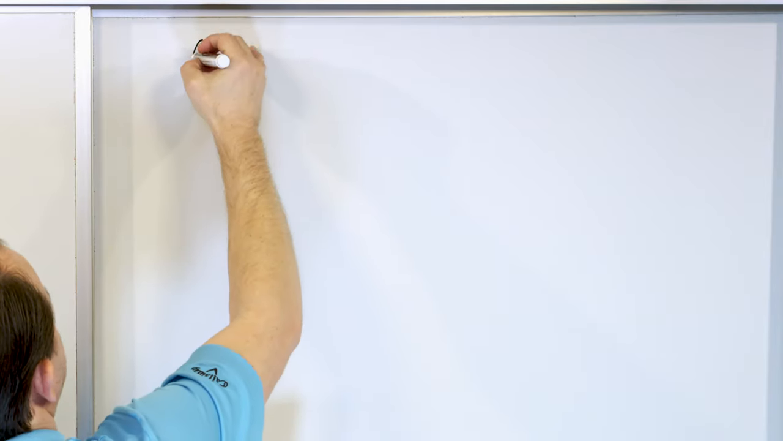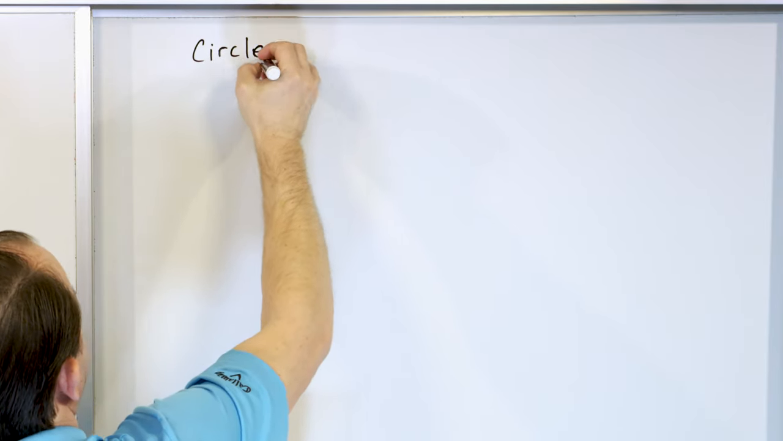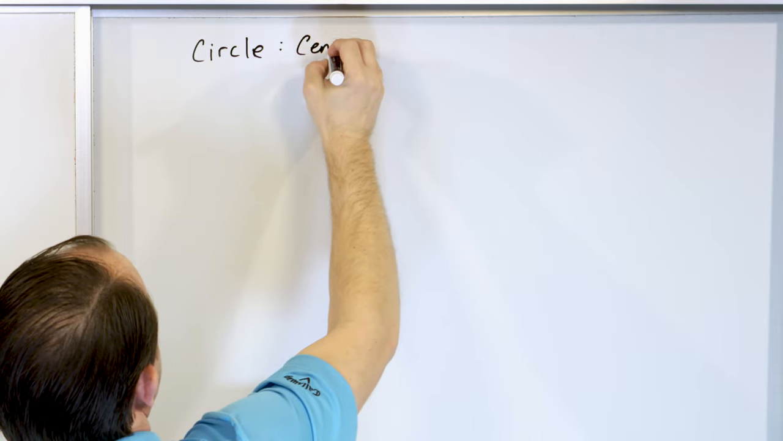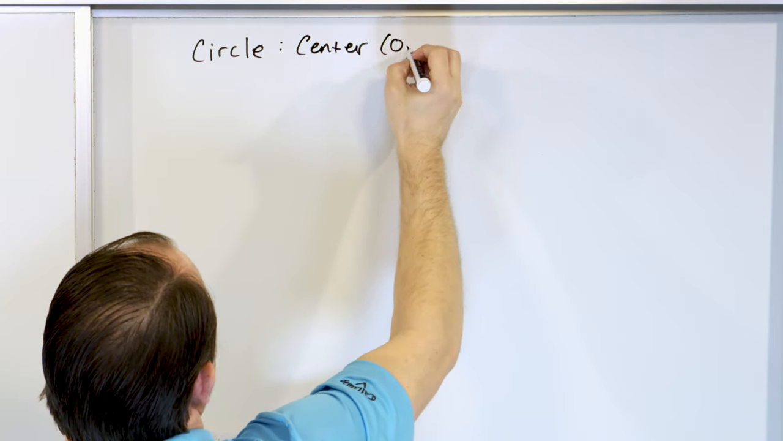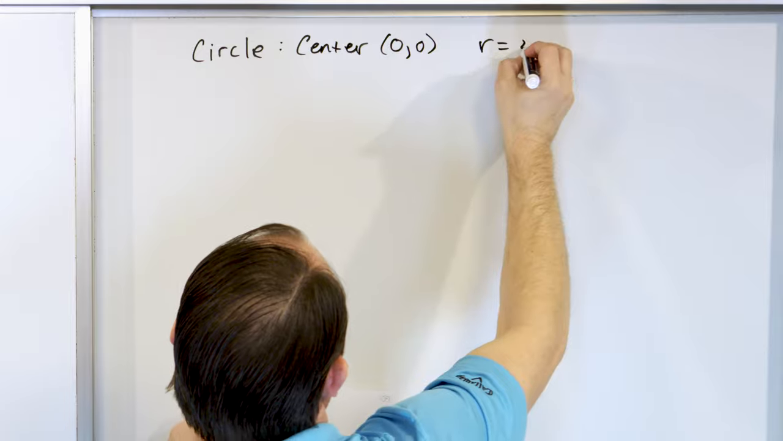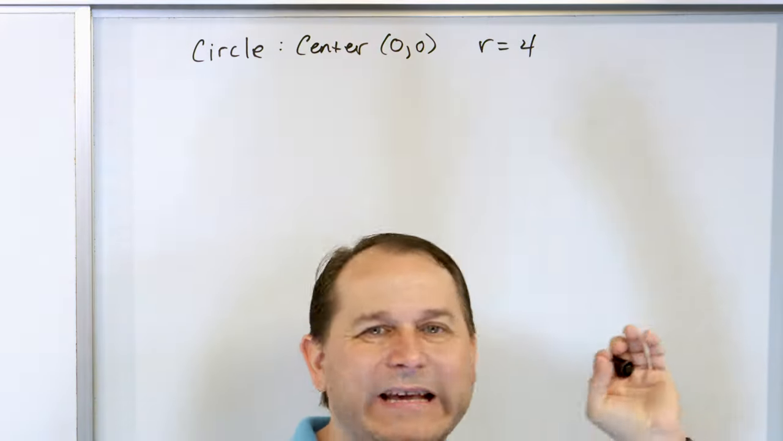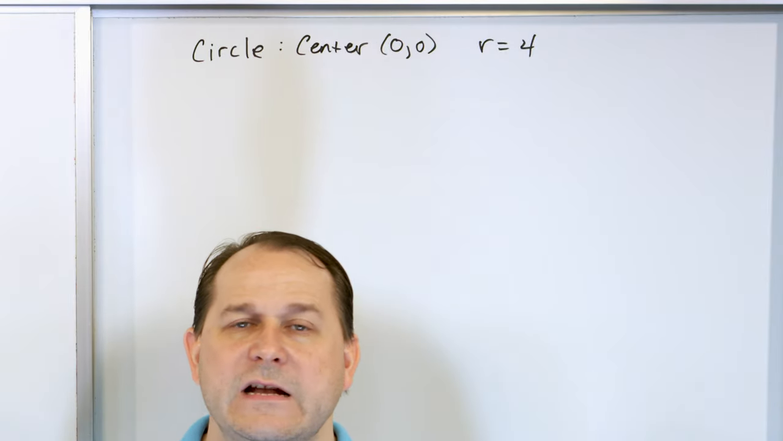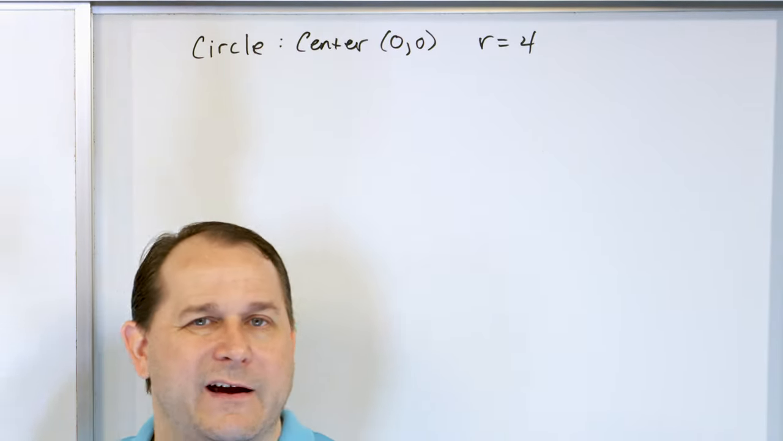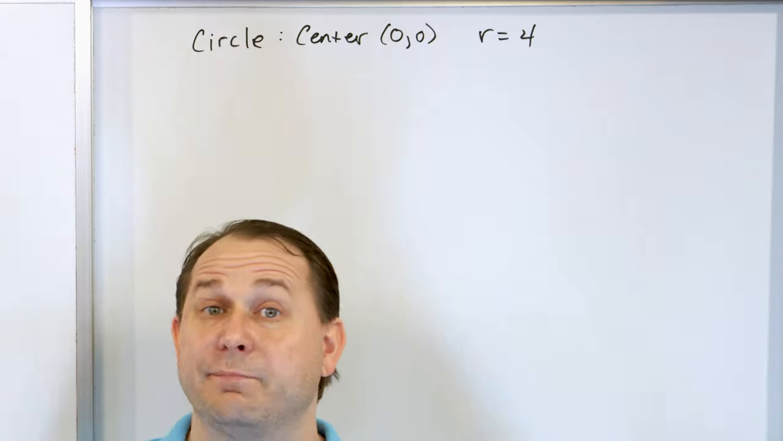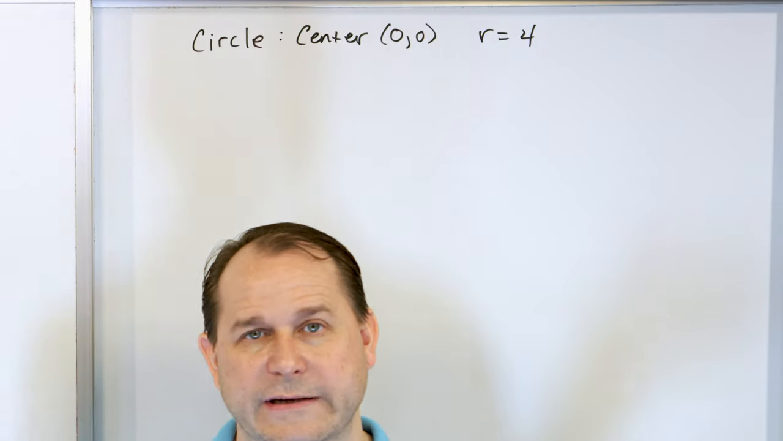So what I wanna do is a circle. I wanna show a circle with center at 0, 0, and a radius of 4. So what I wanna do is draw this, and I want to figure out what the equation of that circle must be. Now we already know what it must be because I already showed you what the equation of a circle is, but let's pretend we have no idea what an equation of a circle is.